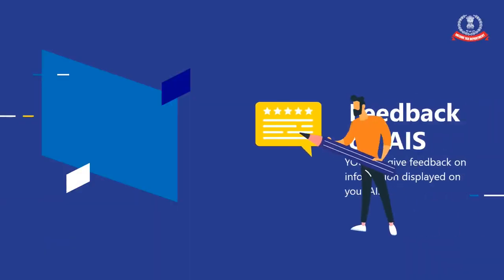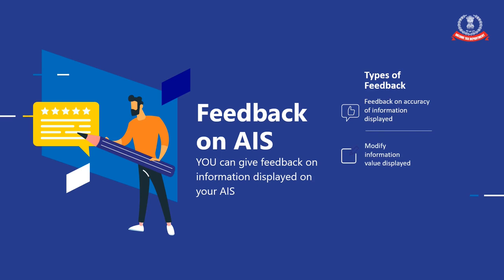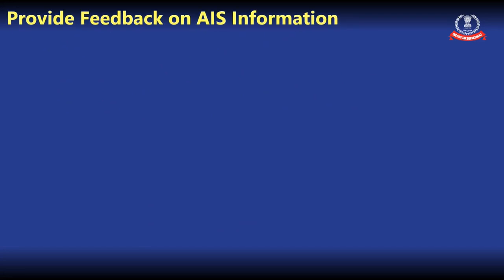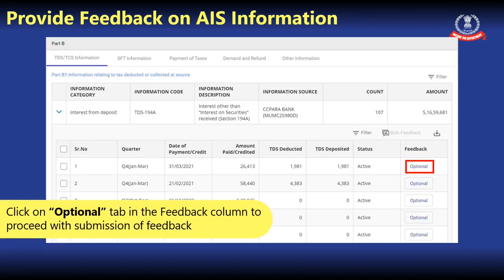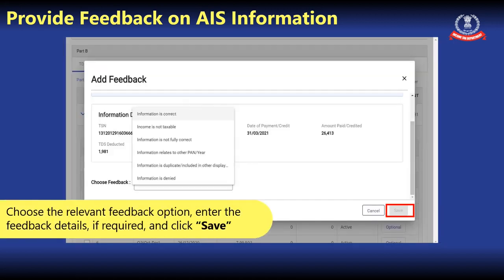Now you can also give feedback on the information which is displayed in your AIS. There are three types of feedback. You can give feedback on accuracy of information displayed. You can also modify the information value displayed, and then there are options for customized feedback based on the information category. Let us see how we provide feedback on AIS information. As feedback is optional, you can click on the optional tab in the feedback column to proceed with submission of feedback. Here you will be given various options, so you can choose the option and then click on the Save button.